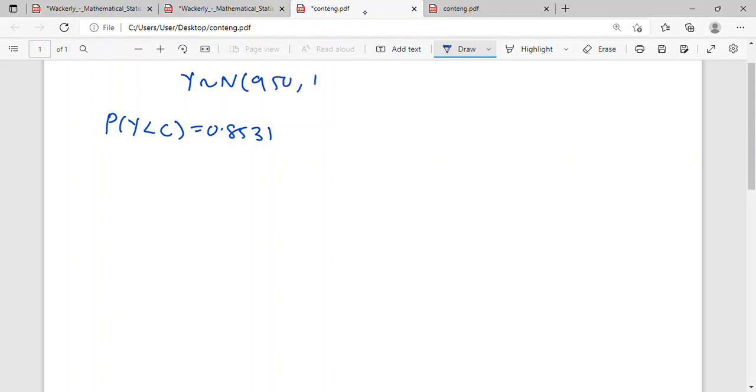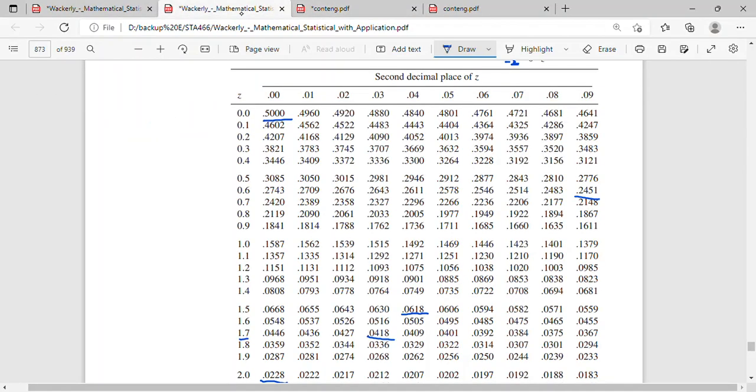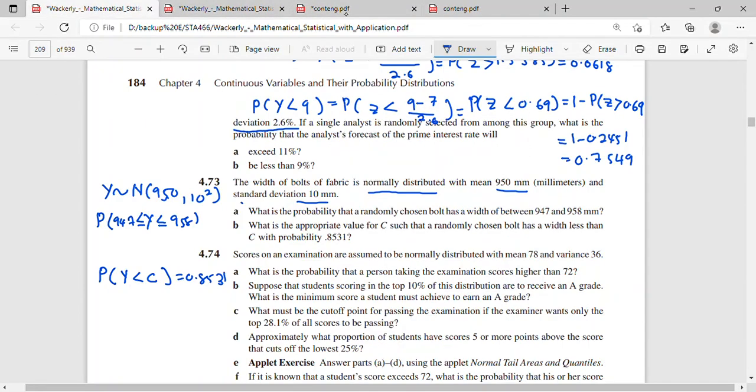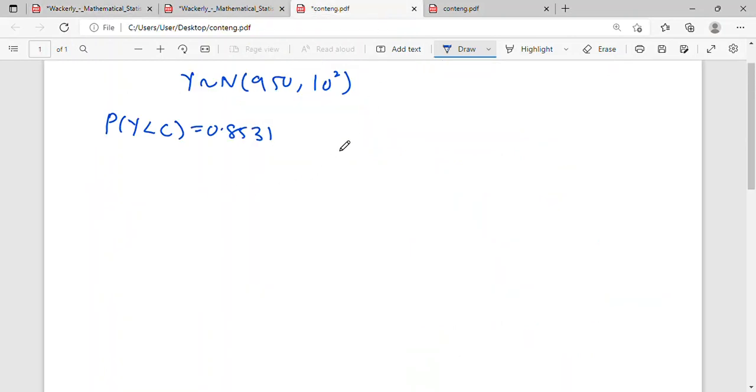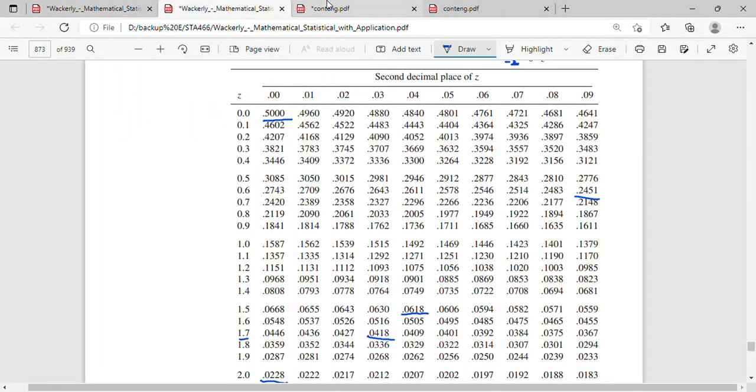Okay, probability of Y less than C adalah 0.8531. Okay, Y tadi normally distributed with mean 950 and standard deviation is 10. Okay, so nilai probability ni kita boleh dapatkan daripada standard normal table.